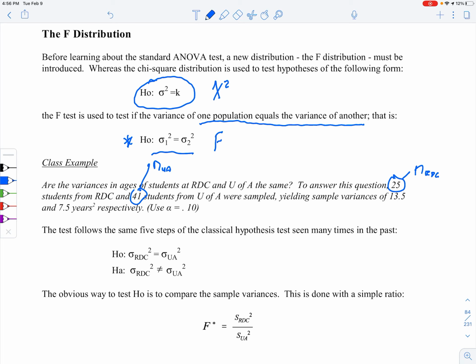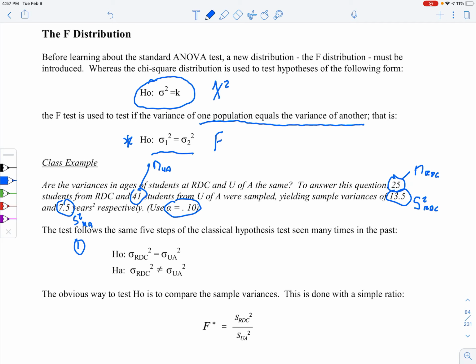And what we end up with is sample variances: an S squared value for RDC, and an S squared value, a sample variance, for U of A. And we're going to use an alpha of 10%. All right. The test looks like this. Step number 1, of course, is always the same, your H0 and your HA. In this case, we've got that the variances are equal versus the alternative that they're not equal.